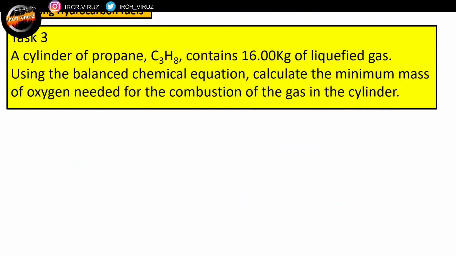Now, task number 3. A cylinder of propane contains 16 kilograms of liquefied gas. Using the balanced chemical equation, calculate the minimum mass of oxygen needed for the combustion of the gas in the cylinder. Okay, now it all sounds very wordy, but it's more or less the same as we just did in the previous exercise. So as always, you can press pause and do your working out, and then press play again so you can mark your answer. So you tick and fix. You tick it if you got it right, and you fix it if you got it wrong. Okay, you write the correct answer. So you can press pause on the video now.